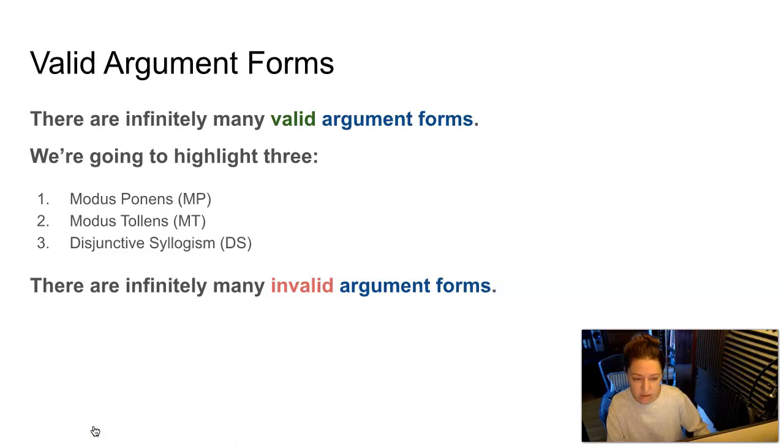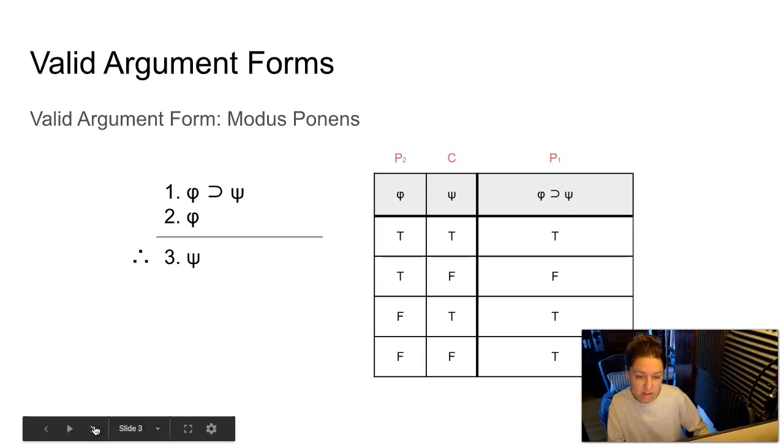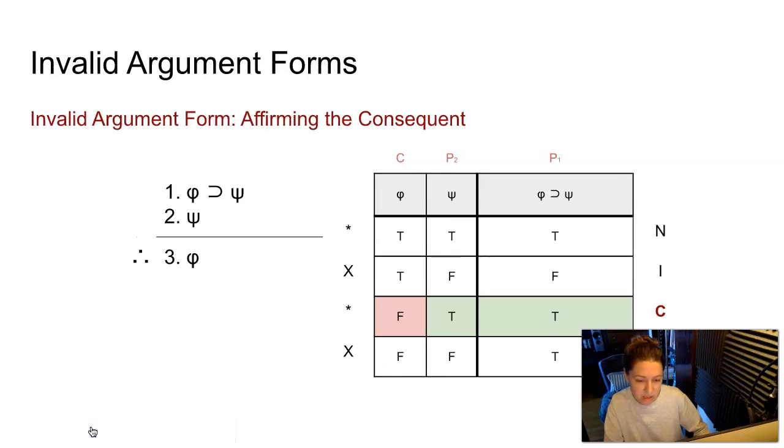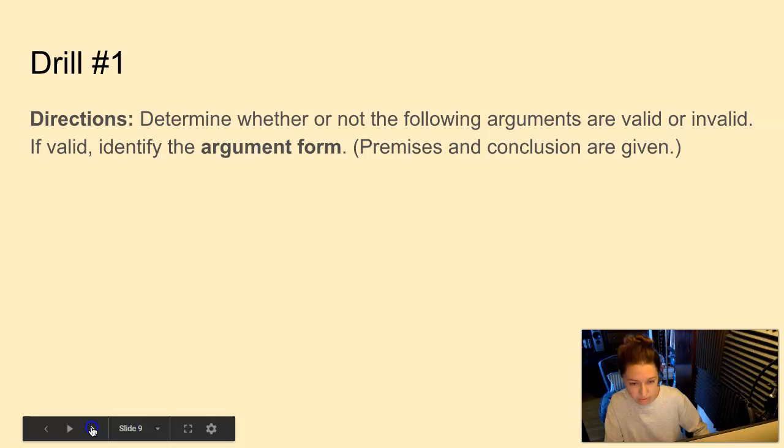So each of our inference rules in the proof section embodies a valid argument form. And we start by looking at a couple of them with their truth tables to prove that they're valid. So the ones you should be familiar with already by now: modus ponens, modus tollens, disjunctive syllogism. And then here are a couple that are invalid argument forms, so would not make good rules.